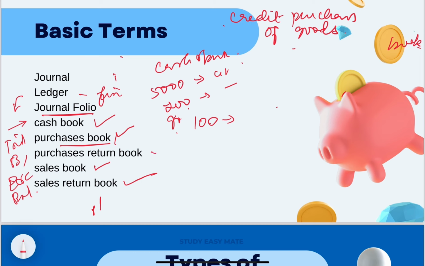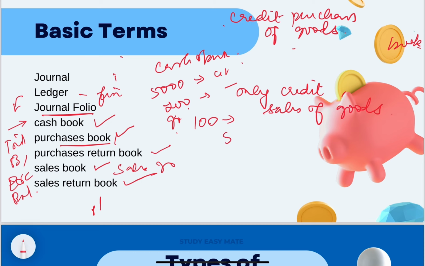Next would be the sales journal or the sales book. Here you record only the credit sales of goods. For example, you sold 50 pencils on credit to XYZ school, so you record it here. You get it? Next would be the sales return book. Here you record the goods returned by customers. So if XYZ school returns the 10 damaged pencils that you gave, that is written here.